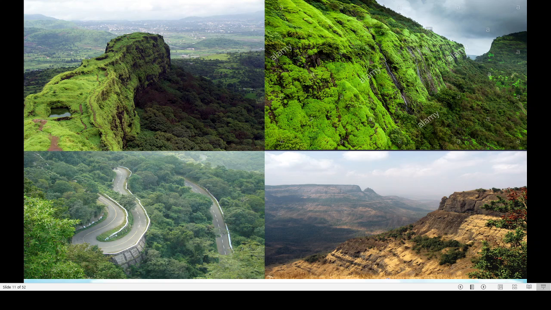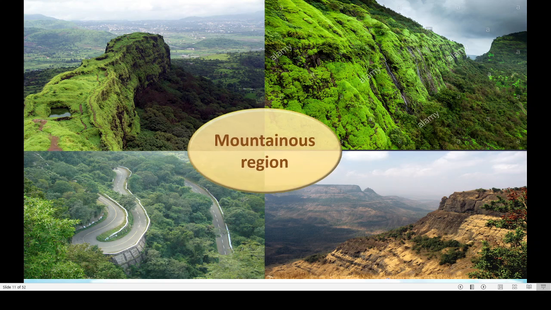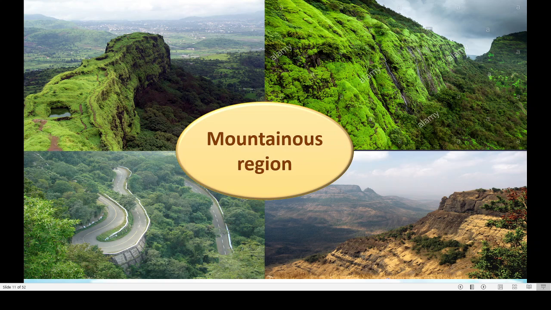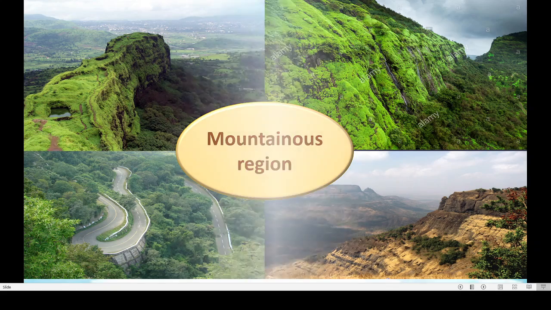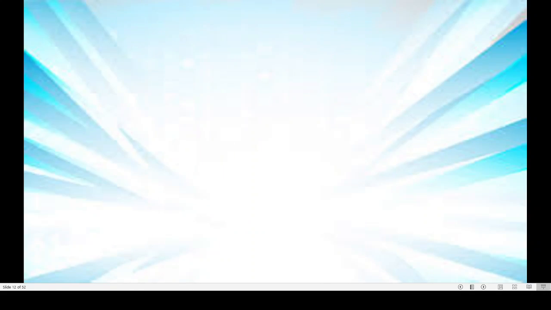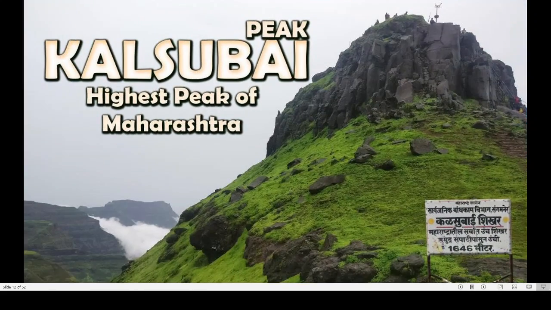See, in our Maharashtra we can see so many forts, isn't it? Shivaji's forts, right? They are on the mountains, Pratapgarh, Sivagarh, all that, right? They are on the mountains. These are mountainous regions. And here, Kalsubai. Kalsubai, this is the highest peak of Maharashtra.